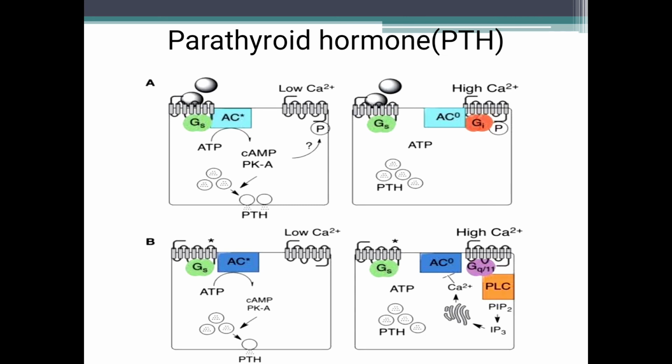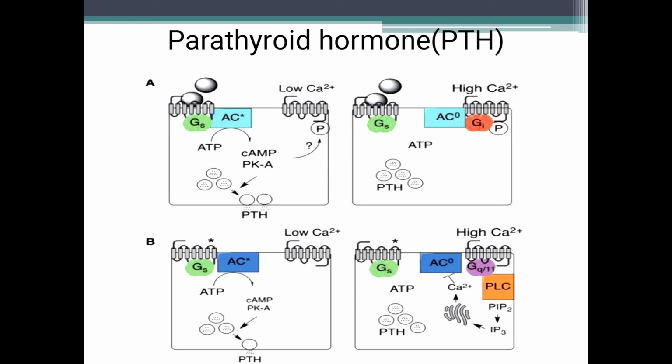So see in this picture, there are two pictures. One is extracellular fluid low calcium, the other one is high calcium. So what happens whenever there is a high calcium? High calcium will decrease the parathyroid hormone secretion. So how does it decrease the parathyroid hormone secretion?